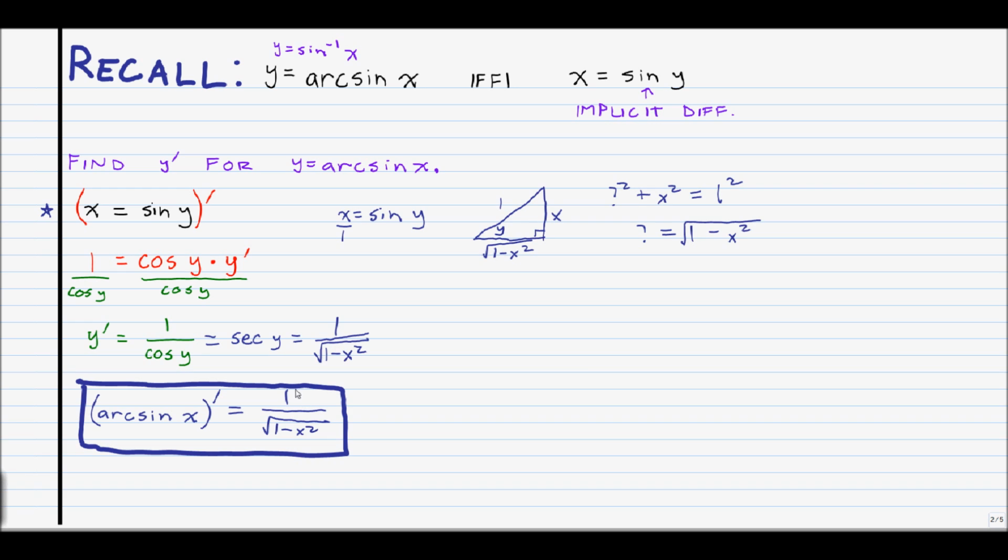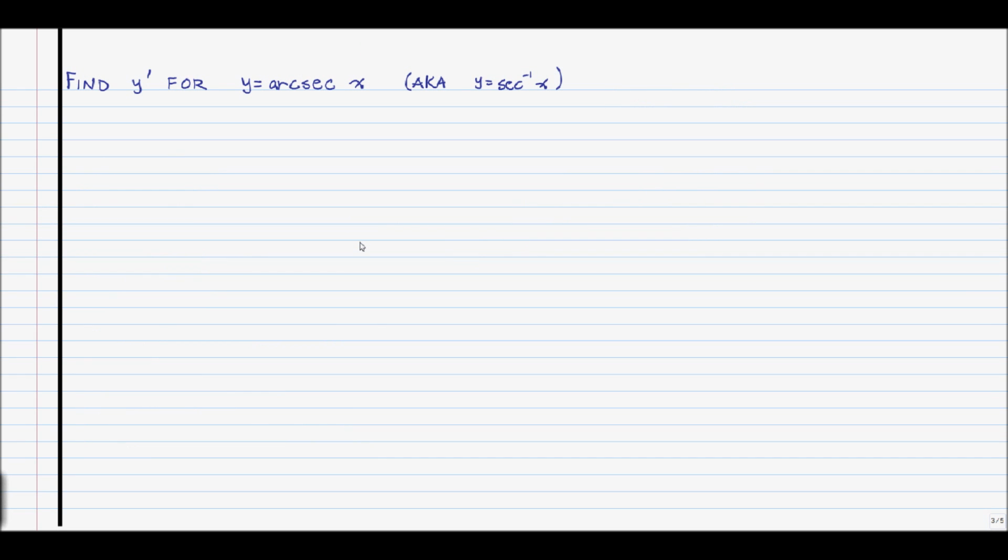So, there we go. We've now derived an expression for the derivative of the arcsine of x. So, hey, good for us. There's one. Let's go ahead and derive two more. Okay, here we go again.